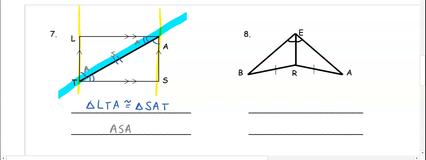In number 8, we can mark that ER is congruent. In this case, we have side, side, angle, which is not a method. Because this is not a right triangle, this would be none. The triangles would not be congruent.